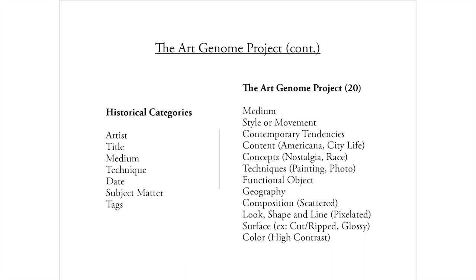We have categories for medium. We also have categories for style and movement, whether something's pop art, abstract expressionism, cubism, impressionism, romanticism. We have categories for contemporary tendencies, and that's a new one, but I think there's a huge demand for people to learn about contemporary art online. How do you do that? How do you group things together?